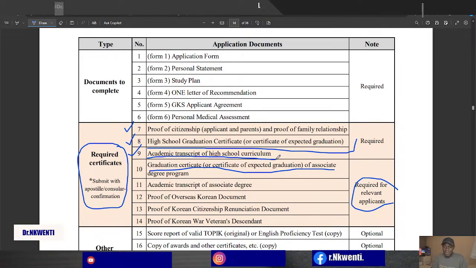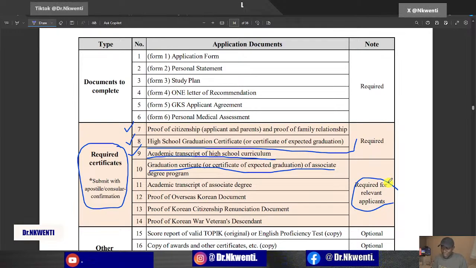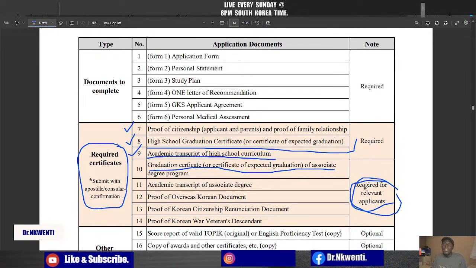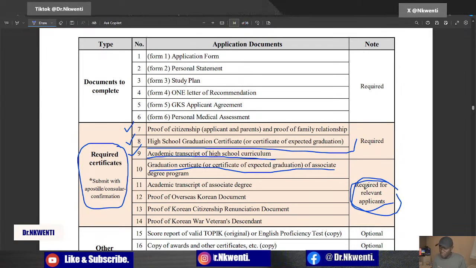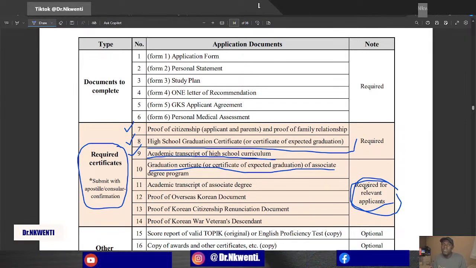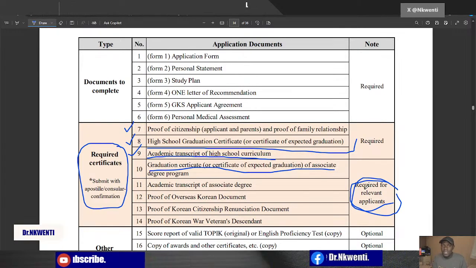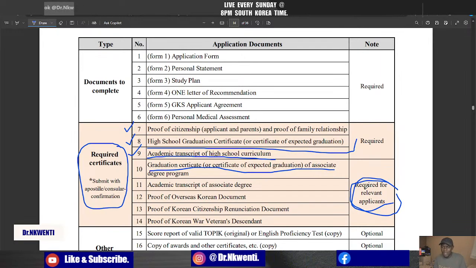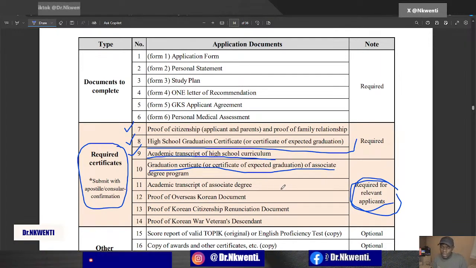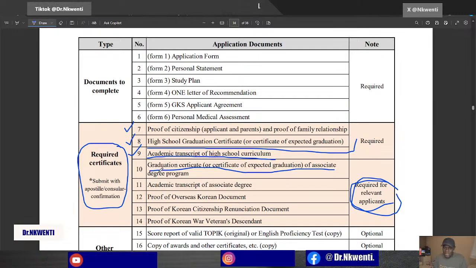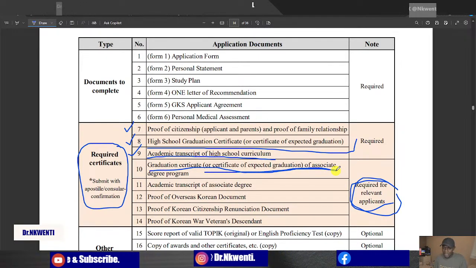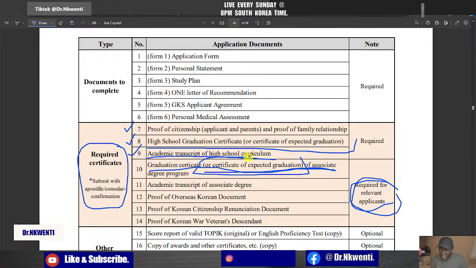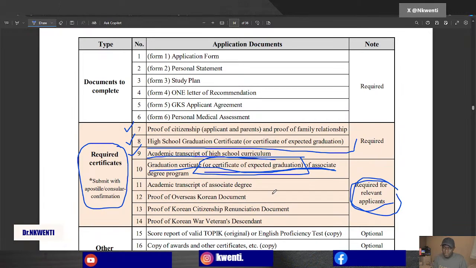And then down here where it says required for relevant applicant, if it happens that you are still in school, for example, you're still in high school, you have not yet graduated, but you will graduate soon, hopefully before the year ends, hopefully before December, you can still apply. That is when you can provide graduation certificate or certificate of expected graduation. So if you've not yet graduated, you can provide this document.